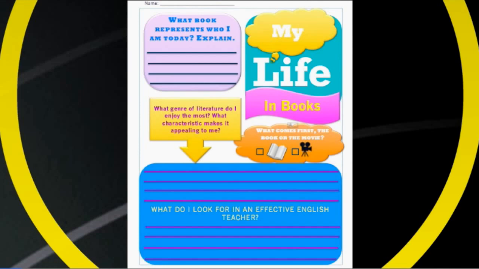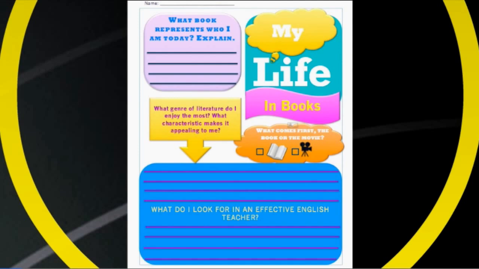So by asking them the question at the top of the survey, what book represents who I am today, and they need to explain that, they really have to think about the literature that they've read, and they have to make that connection to themselves and to their world surrounding them. In the yellow box, I ask what genre of literature they enjoy the most, and then what characteristics about that genre makes it the most appealing to them.